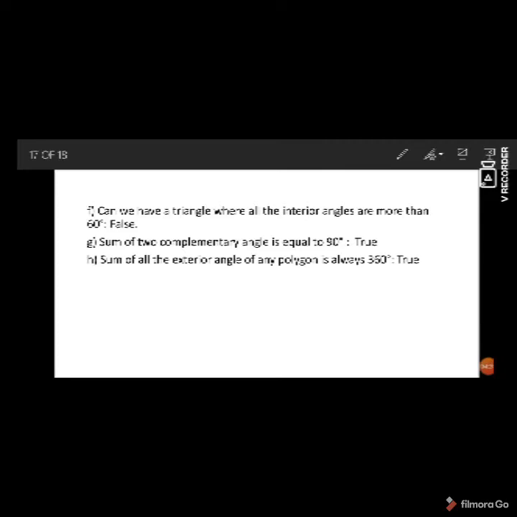Last three true and false. Can we have a triangle where all the interior angles are more than 60 degree? We cannot have a triangle where all the angles are more than 60 degree. In a triangle there are three angles. If we add all the three angles, it should be 180 degree. Suppose the angles are all 60. So they add up to 180 degree.